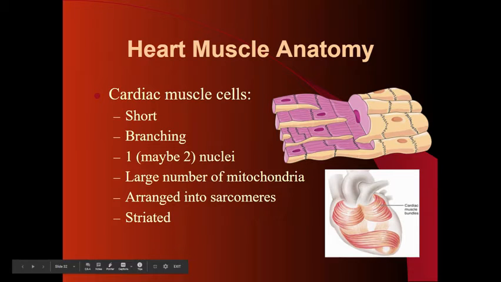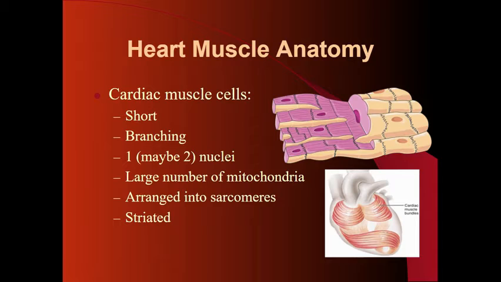Now, going from gross anatomy to microscopic anatomy, the heart is made of cardiac muscle cells. Cardiac muscle cells are short cells that branch. They'll usually have one nucleus. They might have two, especially if the cell is branching in two different directions. It might have a nucleus in each branch.